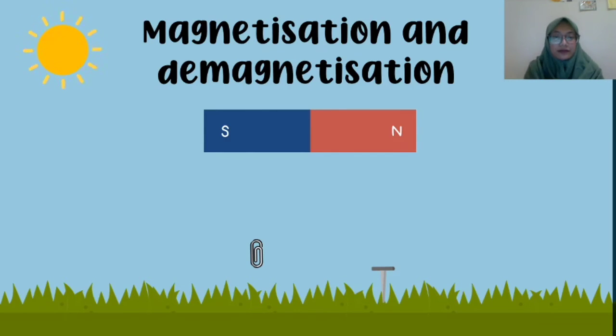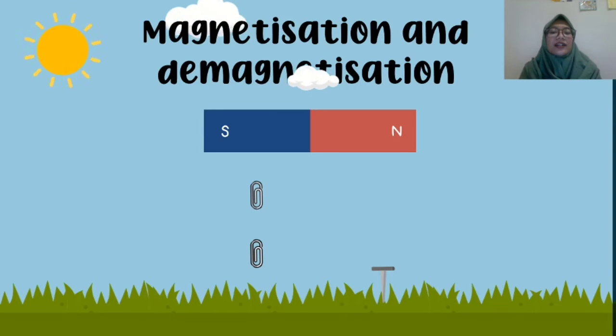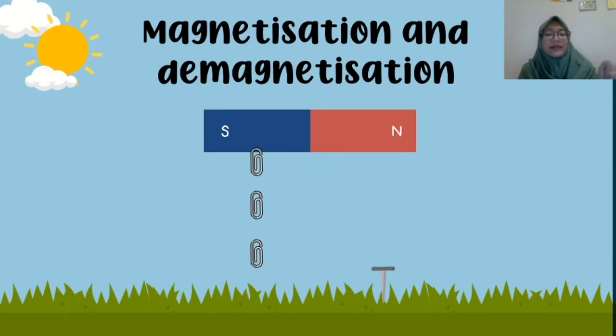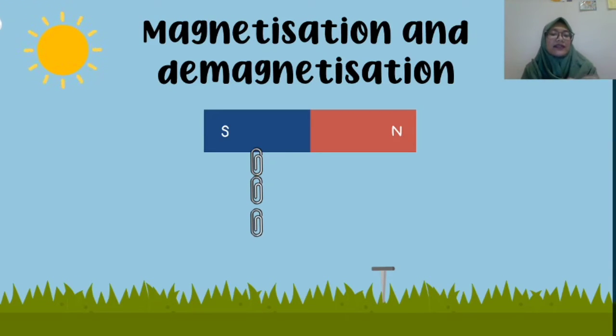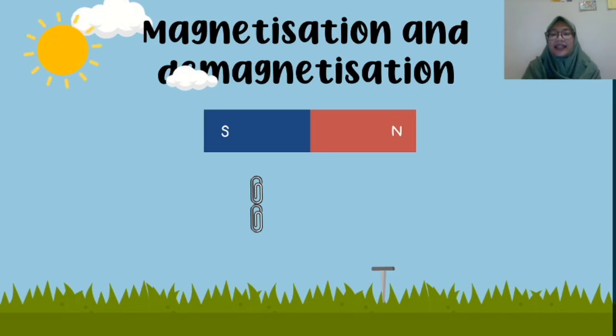And then let's see what happens with the paper clips. When the paper clips are brought near the magnet, it will look the same as with the nails. It will look like a chain. However, when we take the first paper clip, the other paper clips will remain attracted. It means that the paper clips still have magnetism.